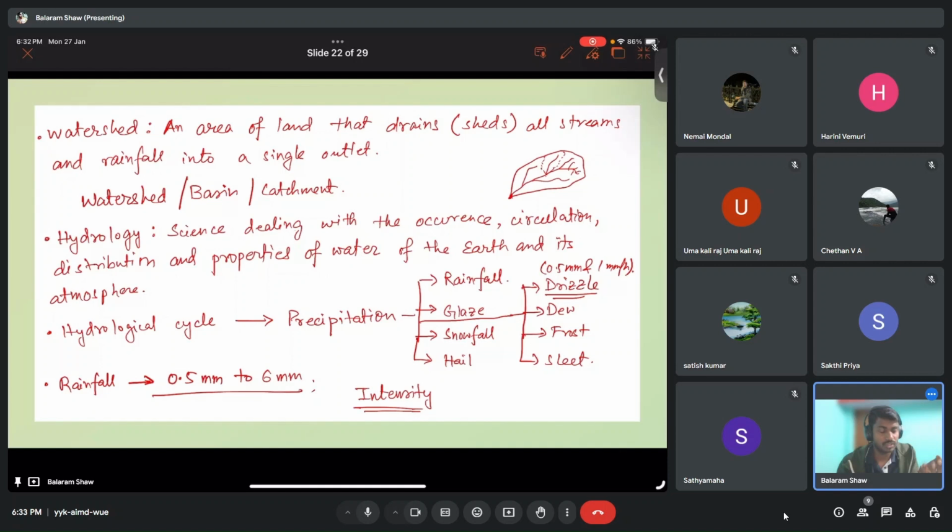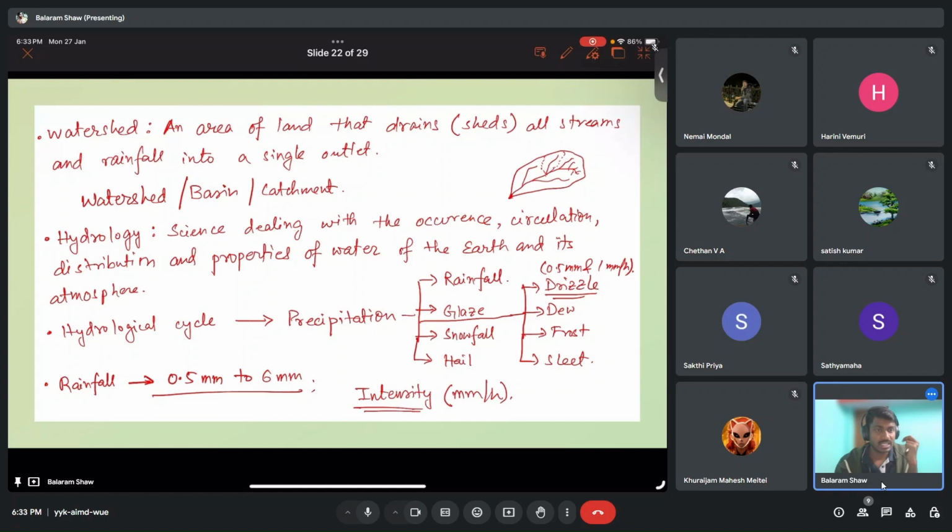There are other forms of precipitation, that is, cloud burst can happen. What is cloud burst? Cloud burst is a sudden and intense rainfall, where a large amount of rainfall occurs in a very short period. Around 100 mm per hour of rainfall in a very short period will be considered as cloud burst.